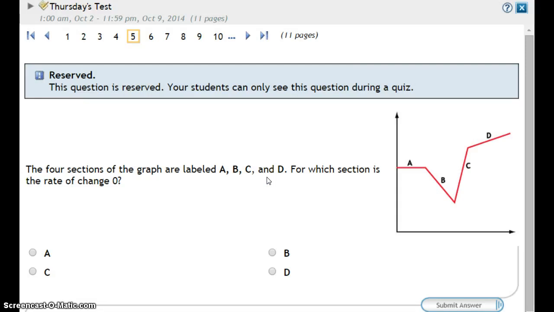Which is the rate of change 0? Well, that's the same as the question we had before. If the rate of change is 0, what kind of line is it? It's a horizontal line. So that's the one where the rate was 0, and that was A.